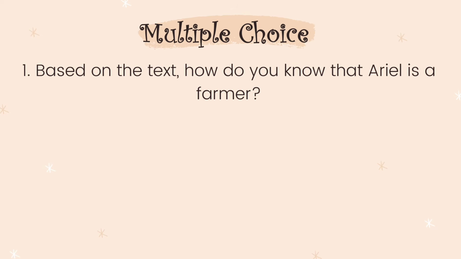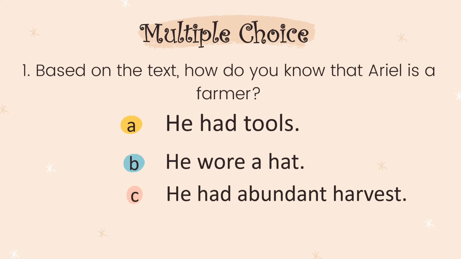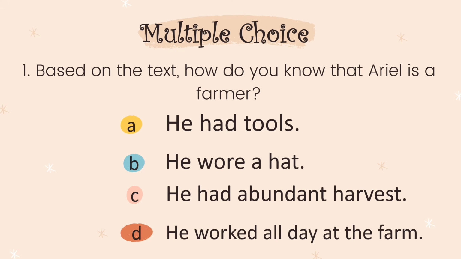Number 1. Based on the text, how do you know that Ariel is a farmer? Letter A. He had tools. Letter B. He wore a hat. Letter C. He had abundant harvest. Or he worked all day at the farm. What do you think is the answer?